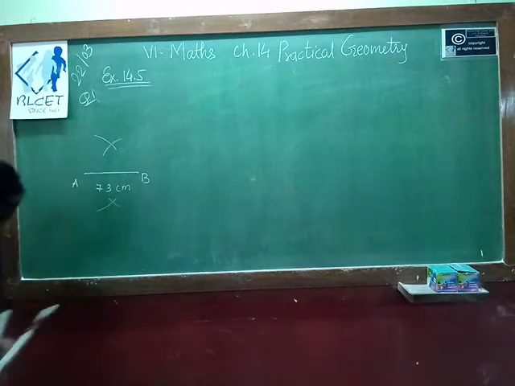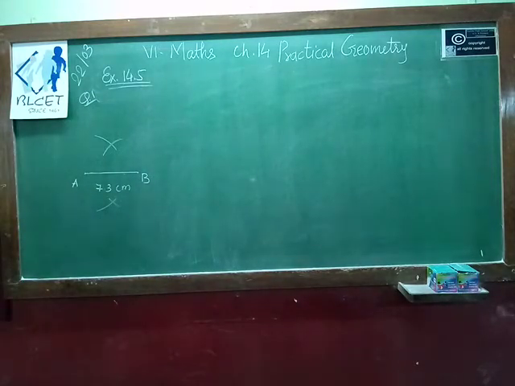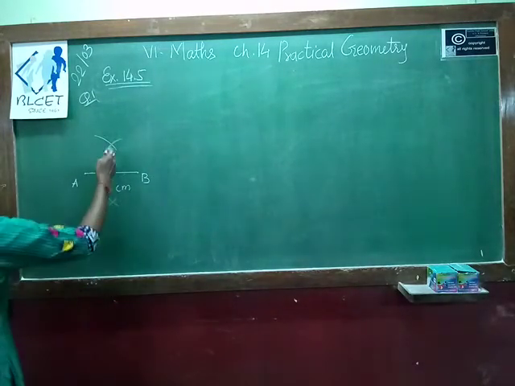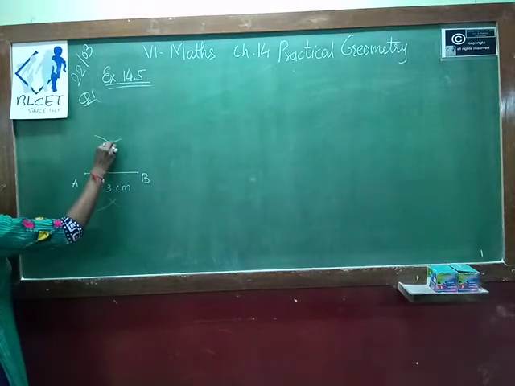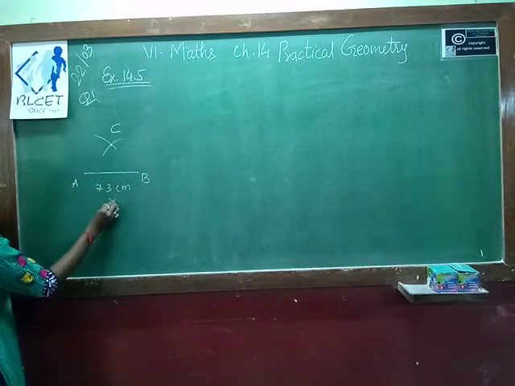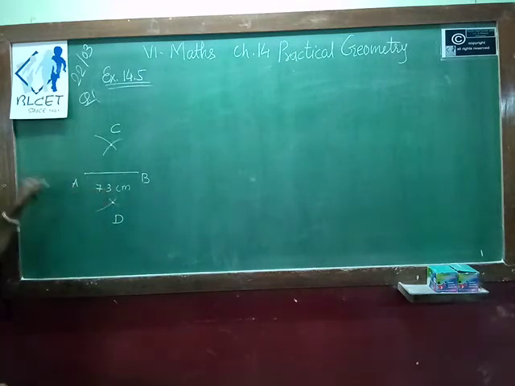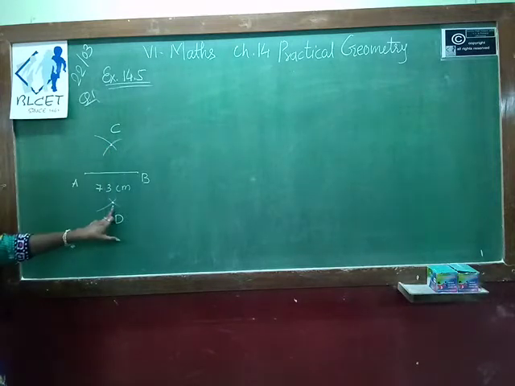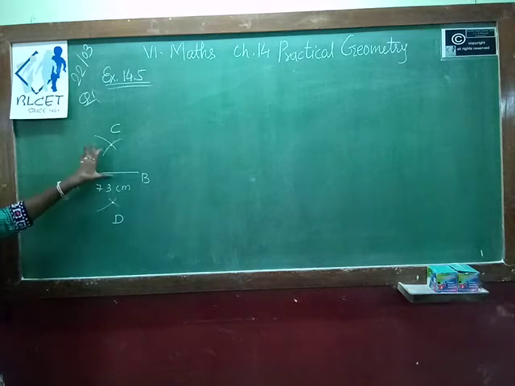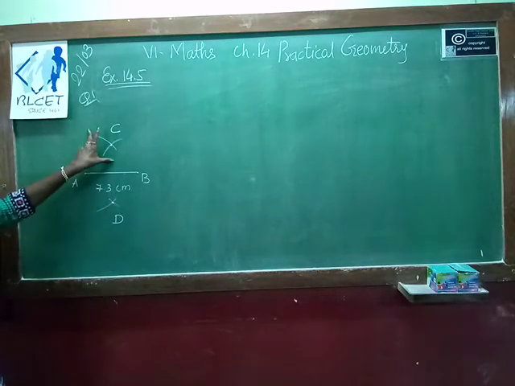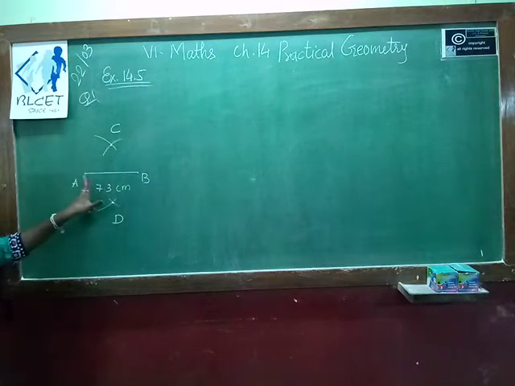So what happens, we are getting two arcs intersecting at this point. Name it as C, and here name it as D. If you draw the full circle, we get the intersecting point C over here, and here also intersecting point D. But we do not draw the whole circle, just part of the circle, that is an arc, above and below the line segment AB.